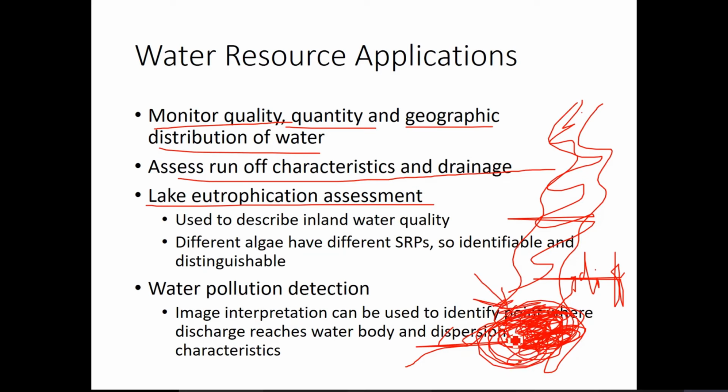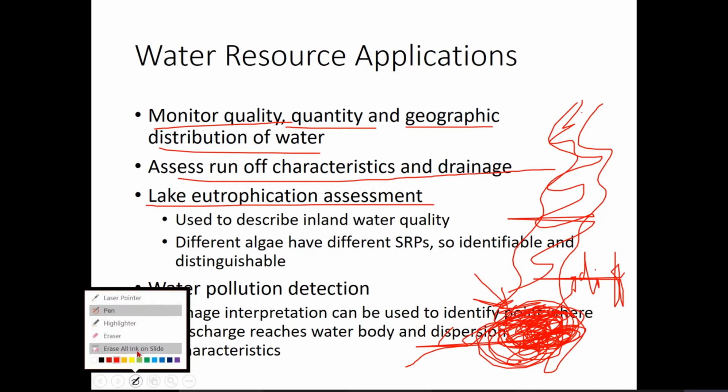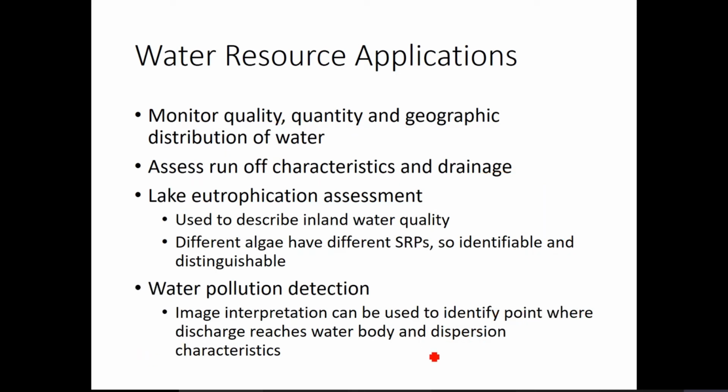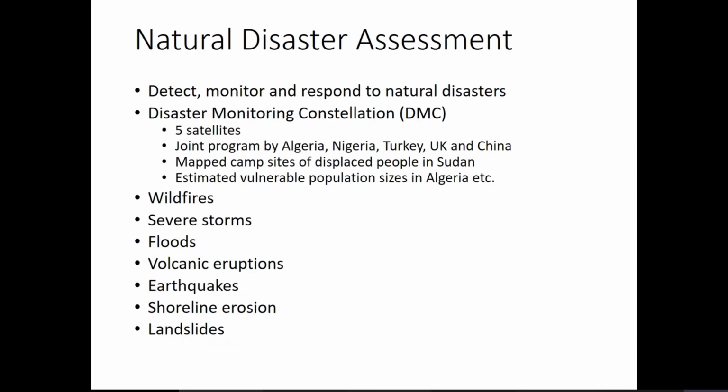So you can actually figure out the level of this pollution and the point where it actually starts in that water body. So the point where this discharge of dye or this pollutant reaches the water body, and its dispersion also, how it is mixing with water, all these parameters can be figured out using remotely sensed processed satellite images. Then another very important application is in natural disaster assessment.